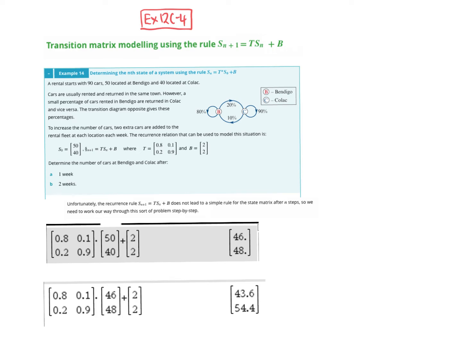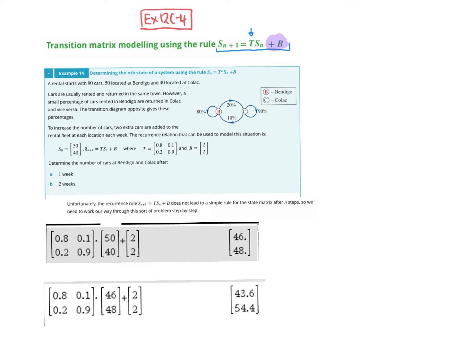Okay, in this last part of the transition matrix chapter, we're going to look at when we get a recurrence formula using matrices. And that's like here, where you can see we still have the transition matrix that we're using, but we now get this added extra bit in the formula. So we're going to times the transition by a state matrix, but then we're also going to, in this example, add another matrix.